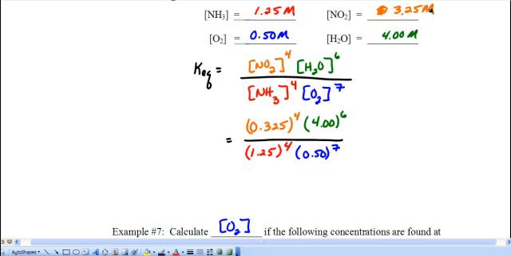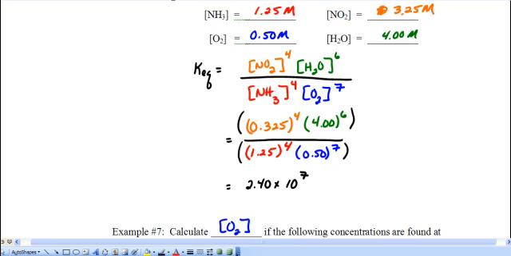Again, in some cases, if you want to do this in multiple steps, you can. You can put parentheses around the entire numerator, parentheses around the entire denominator. However you prefer to solve this is perfectly fine. And that's going to give a value of 2.40 times 10 to the 7th. So this is an incredibly large KEQ, and so this would suggest that the reaction lies far to the right.